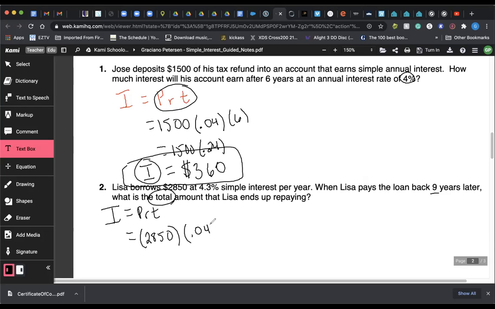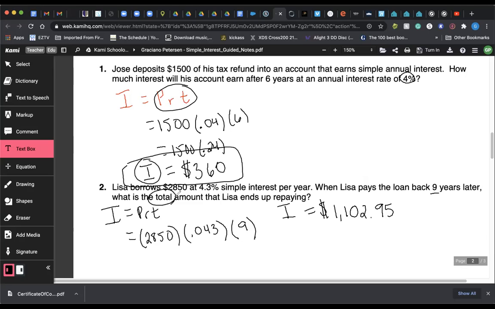0.043. Good, 0.043. And for how much time is she borrowing this money? 9 years. Good, 9 years. So we can just put this straight into a calculator. 2850 times 0.043 times 9. 1,102.95. Okay, very good. All right, so our interest is $1,102.95. But that doesn't answer the question.